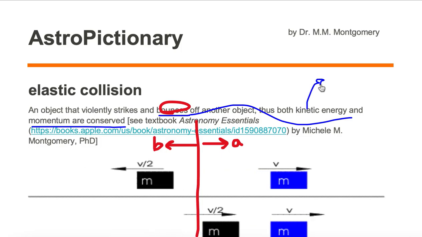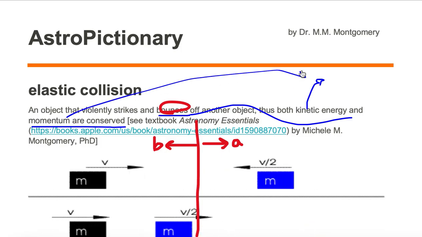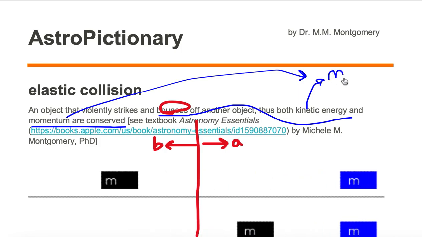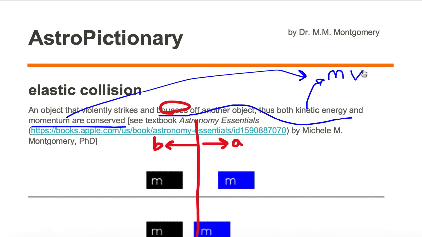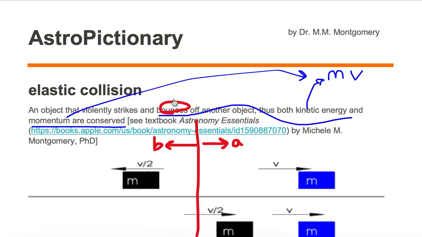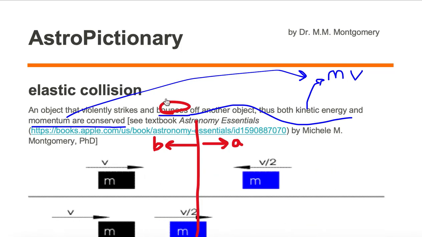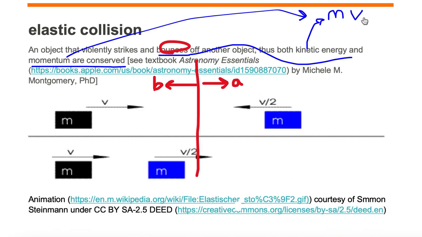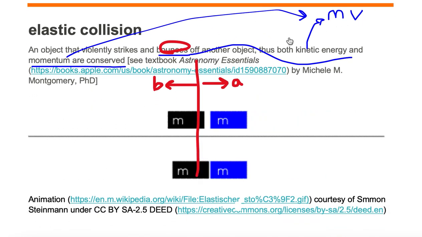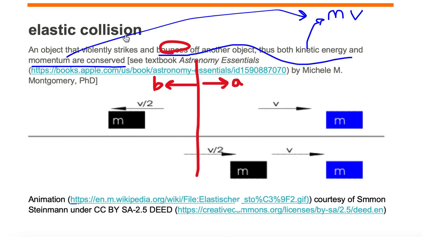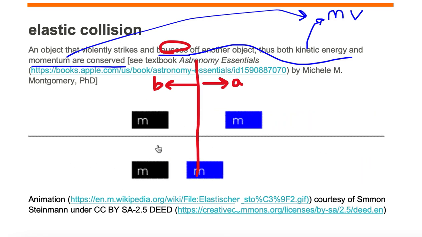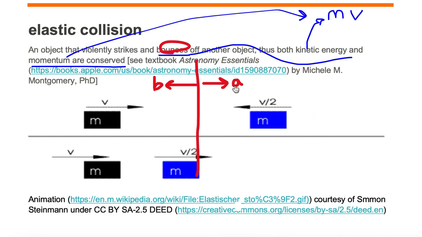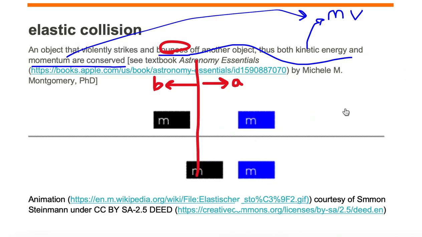Both kinetic energy and momentum involve two parameters. They involve mass and they involve speed. Conservation of kinetic energy and conservation of momentum on a bounce tells us that both mass and speed are conserved. And what that means is the total mass before the collision and the total speed before the collision is the same as the total mass after the collision and the total speed after the collision.